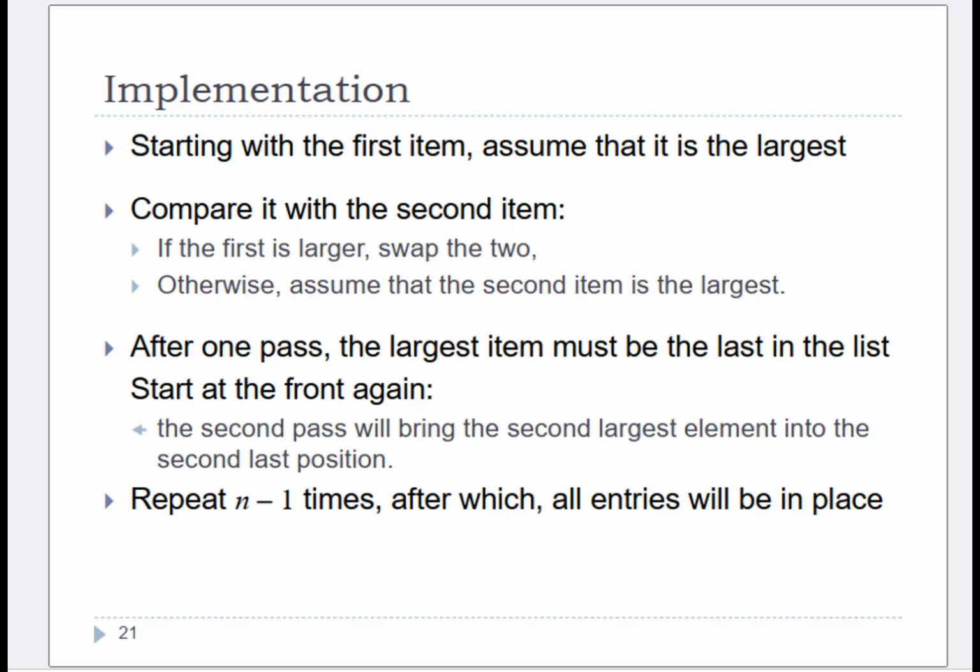Implementation. Starting with the first item, assume that it is the largest. Compare it with the second item. If the first is larger, swap the two. Otherwise, assume that the second item is the largest. After one pass, the largest item must be the last in the list.